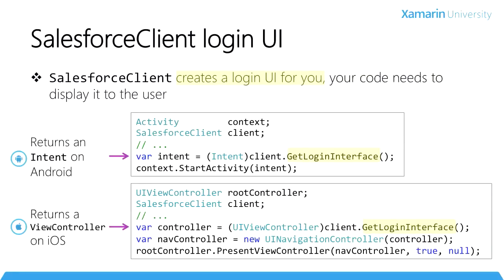When using the Salesforce client login UI, you are going to need to put some architectural thought into your application. The Salesforce client gives you the correct UI for whichever platform your code is currently running on. However, it does not display the login screen for you. You will need to write some platform-specific code to show the login screen to the user. For Android, you will request an intent from the client display, and for iOS, you will need to request a UI view controller. In our exercise, we'll use a Xamarin Forms application, which will highlight this concept clearly.